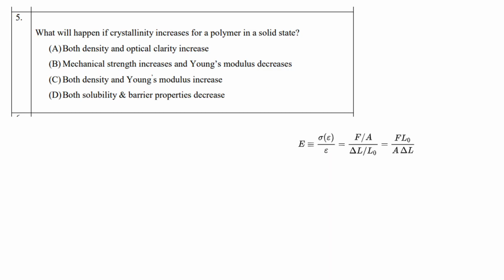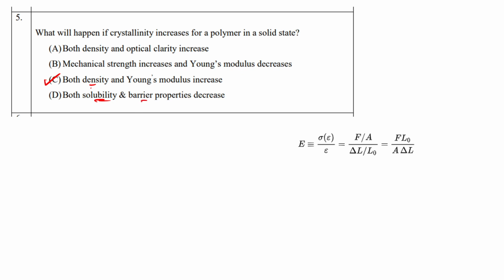Here, the question is what will happen if crystallinity increases for a polymer in a solid state. So, if crystalline property increases in your polymer, both density and Young modulus should increase. So, the density should be increasing as crystalline property increases. And if it is denser, then Young modulus should increase. This way we can understand. So C would be your option.